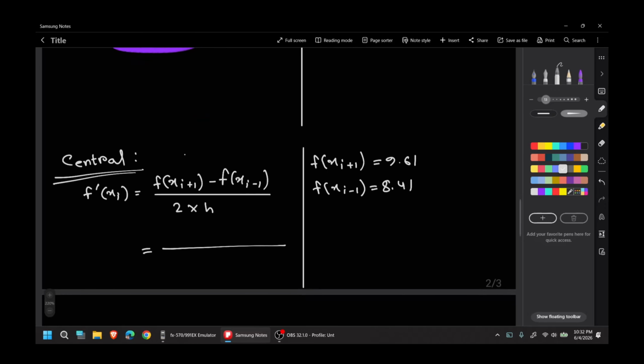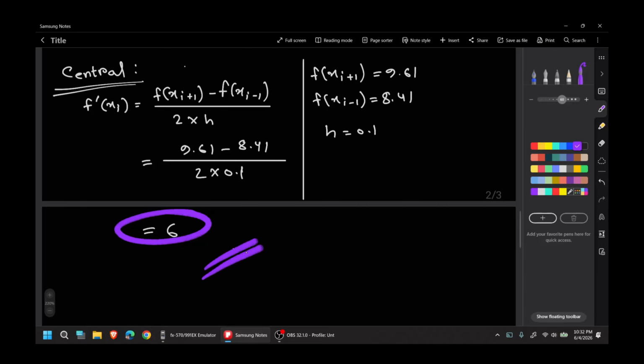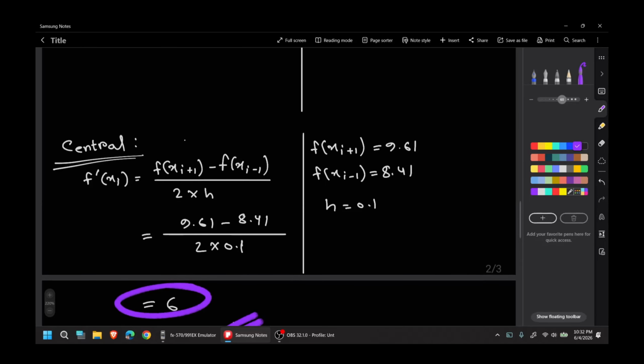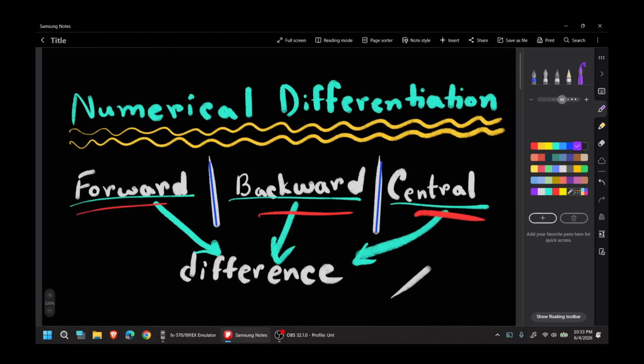Now put those values here. We know h is 0.1 always. 9.61 minus 8.41 divided by 2 into 0.1. The answer is 6. So the answer of central difference is 6. By doing this, you can do any kind of math of the numerical differentiation of forward, backward, and central difference.